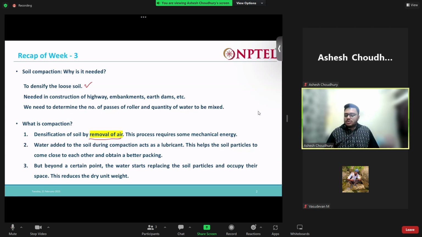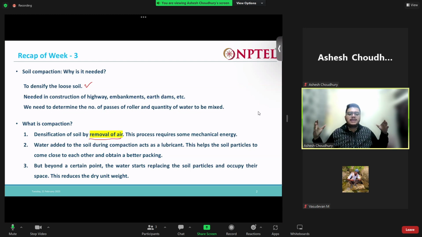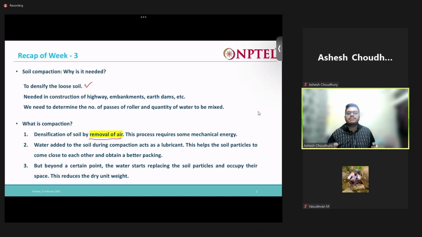In order to remove air, you need to apply some external mechanical energy. So this process needs some mechanical energy. How do we provide that mechanical energy? With the help of a roller, a road roller in the field. So compaction is nothing but densification of soil by removal of air.